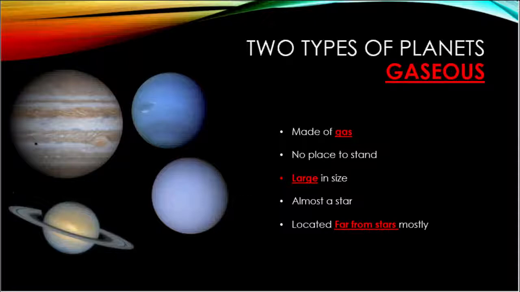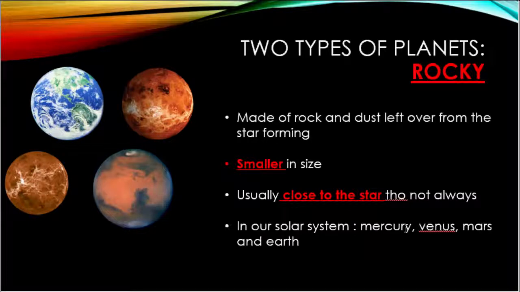Alright, so that's pretty much all we're going to deal with in terms of planets. So the other planets in our solar system that we didn't mention in the previous slide would be gaseous planets. So for instance, you'd have things like Neptune and Uranus and a couple others that would be gaseous planets in our solar system.